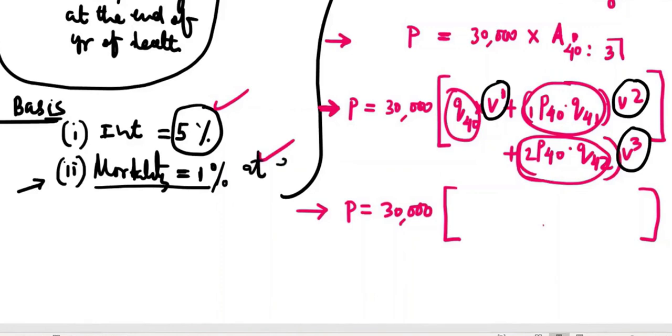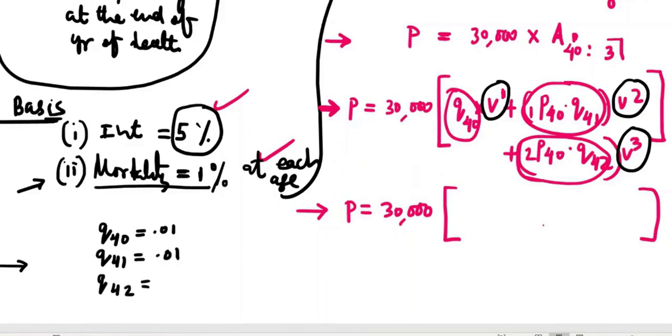Let me write. So what will happen? Q40 is 1%. Q41 is 1%. Q42 is 1%, that way. Otherwise, I can give you a formula for Q40, Q41, Q42 separately. Instead of writing 1%, I can write 1, 2, 3%, whatever I want. Here all are 1%.